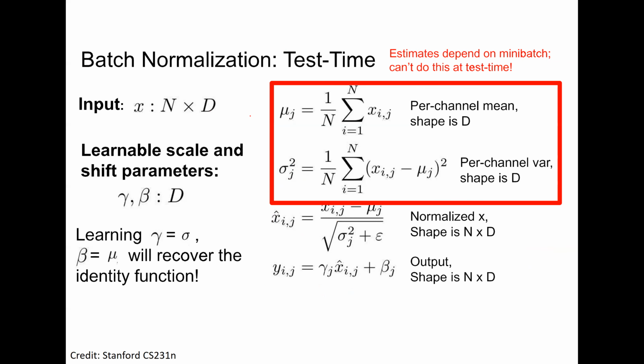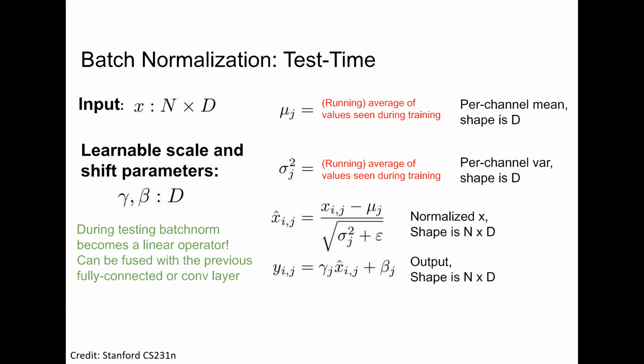And during test time, we cannot calculate the values for mean and variance because during test time, we only handle sometimes one sample. In this case, calculating the mean or variance is not meaningful. Therefore, we're going to use the running average of values seen during training. And during testing, batch norm becomes a linear operator, and we can fuse batch norm with previous fully connected layers or convolution layers.